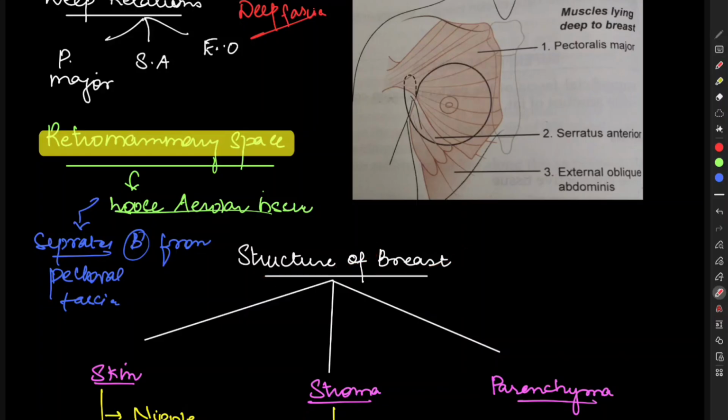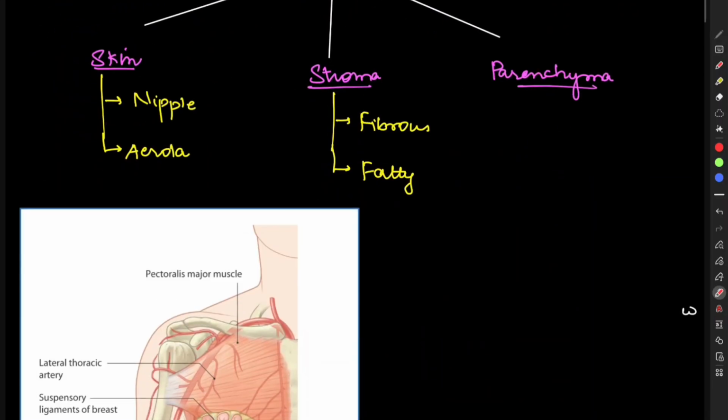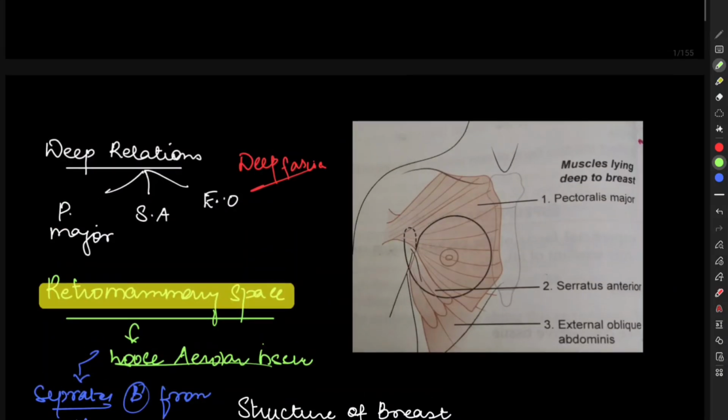Now the breast contains 3 main components which are skin, stroma and the parenchyma. Skin के अंदर we will learn about the nipple and the areola, whereas stroma is basically of 2 types. One is fibrous and the other one is fatty. Parenchyma is our main mammary gland. Parenchyma को ही हमारा mammary gland भी कहा जाता है. ठीक है. Coming on to the skin वाला part.